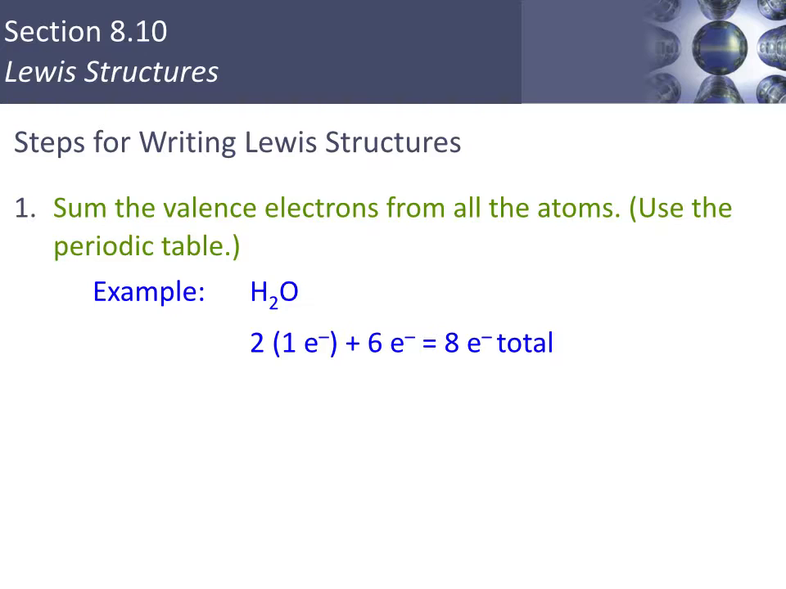So let's look at an example. First step, sum up the valence electrons of all the atoms. You're going to need a periodic table, and here we have 2 hydrogen atoms. They each have 1 electron, and we have 6 electrons on the oxygen, which makes 8 total. And remember, we're talking about only the valence electrons here.